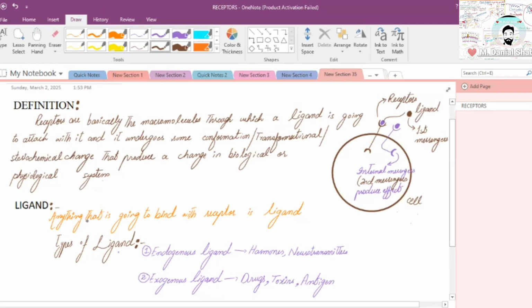Okay, next is the ligand. Anything that is going to bind with the receptor is the ligand. Types of ligand: endogenous ligand, which are hormones and neurotransmitters. Exogenous ligand are drugs, toxins, and antigens. Okay, and what is the first messenger, what is the second messenger?